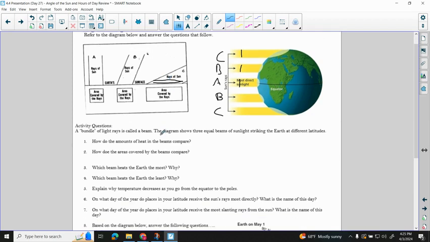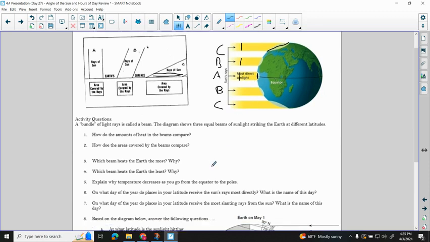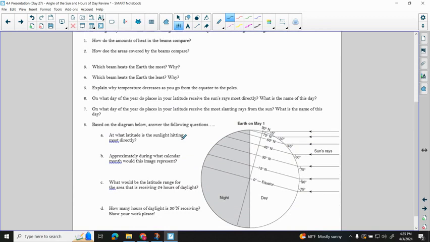Okay. So how does the amount of heat in the beams compare? It's the same. How does the area covered? Well, C has the most area. You can see it here. And A has the least area. And that's why it's hotter at the equator. Okay. And most of those questions go along that.